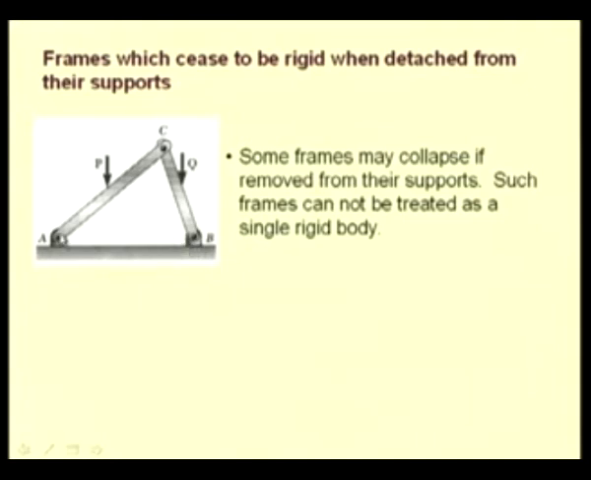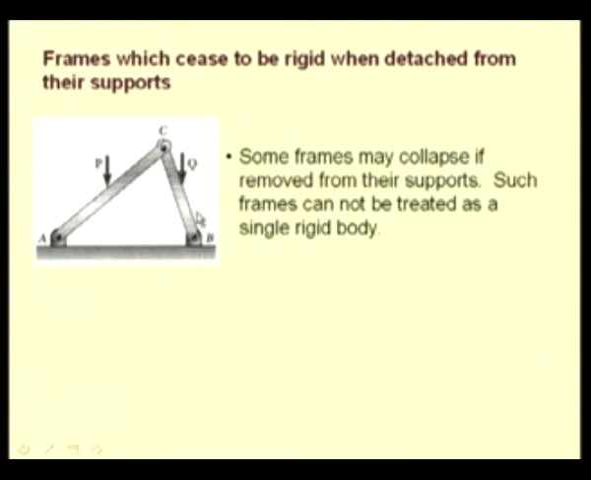So here we have a pin reaction at A as well as a pin reaction at B, and two members AC and CB. If these two externally applied forces P and Q were applied at, let us say, joints, then this becomes a truss. But since these forces have been applied lateral to the members AC and CB, these members become multi-force members, and thus this is a frame.